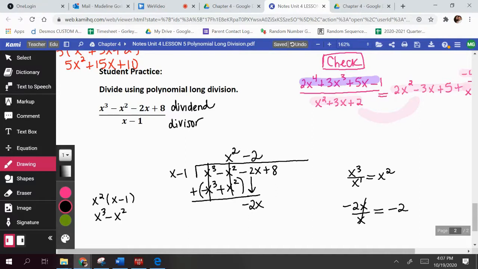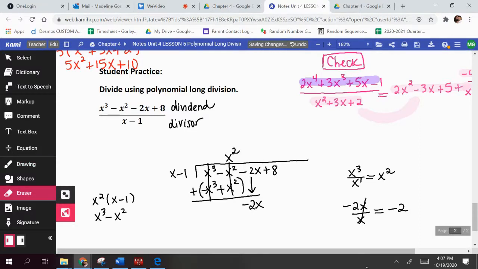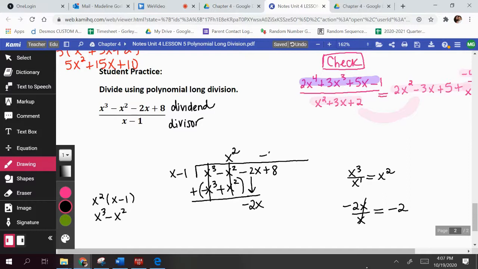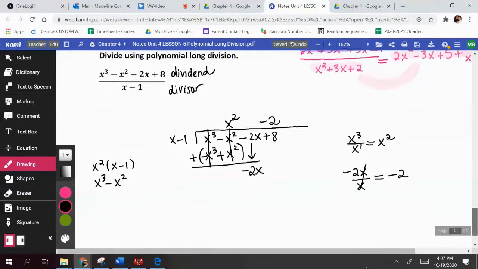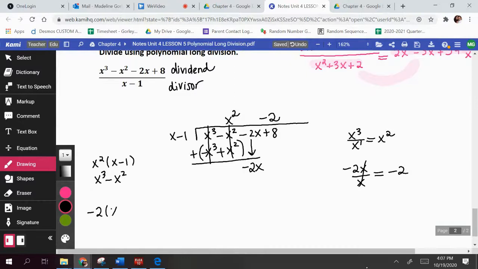Am I going to put it here? No, because it doesn't have an x in the term. So don't put it there. We've got to line it up with the constant. Minus 2. Okay. Multiply that by the entire divisor. So I'm going to have minus 2 times x minus 1. So you get negative 2x plus 2.